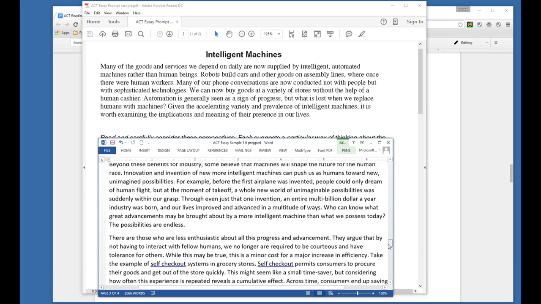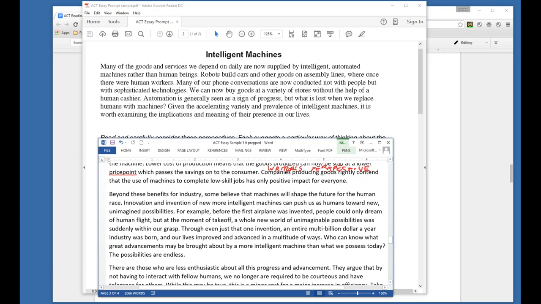All right, paragraph two. Let's run into paragraph two here. Beyond these benefits, so what do we call that? So what benefits? The ones that we talked about in paragraph one? So what do we call this? Beyond these benefits, that we want to have between each of our paragraphs. What do we call that? Yeah, that's right. This is transition. This is transition.